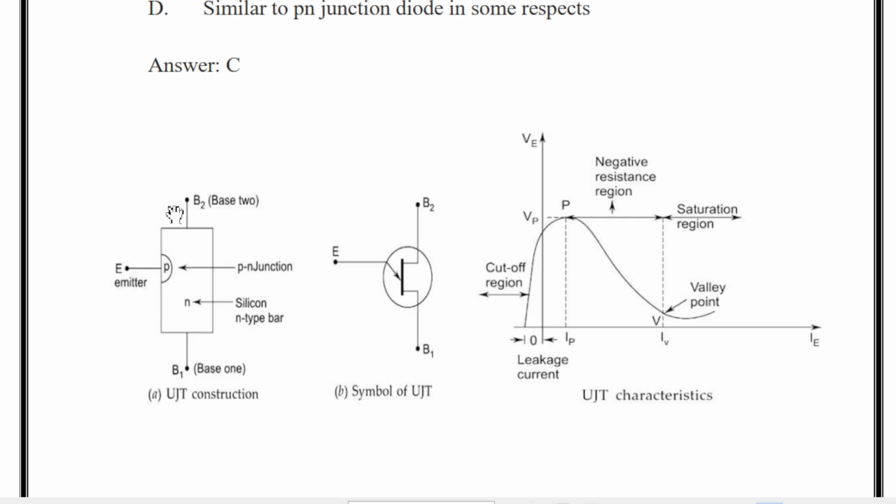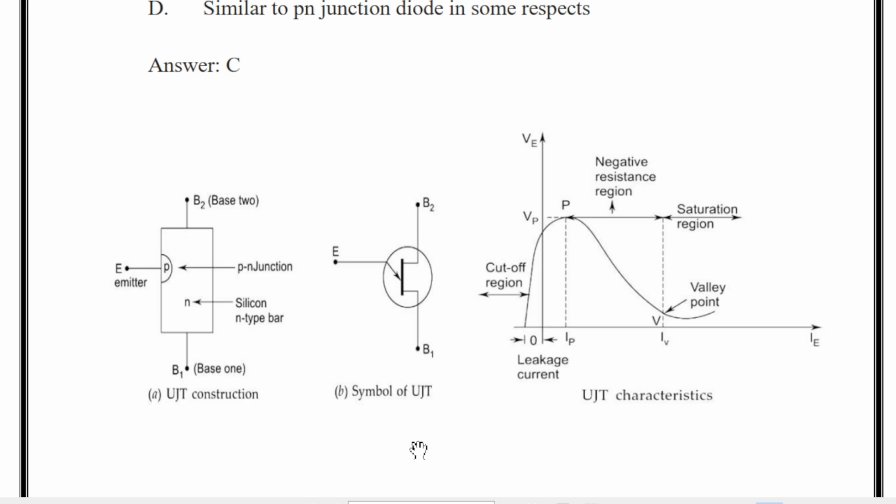The emitter is near to B2. A PN junction is formed between the P-type emitter and the bar. The lead to this junction is called emitter lead E. This is emitter lead E, which is the formed junction. This is the symbol of the UJT, in which B1 is base 1, B2 is base 2, and E is the emitter.